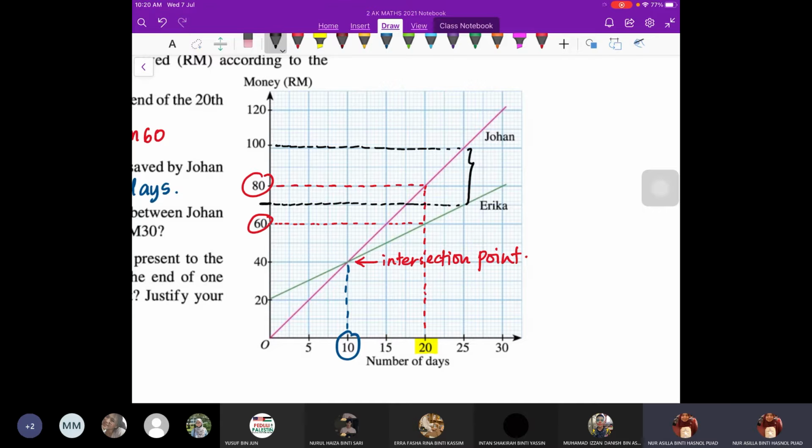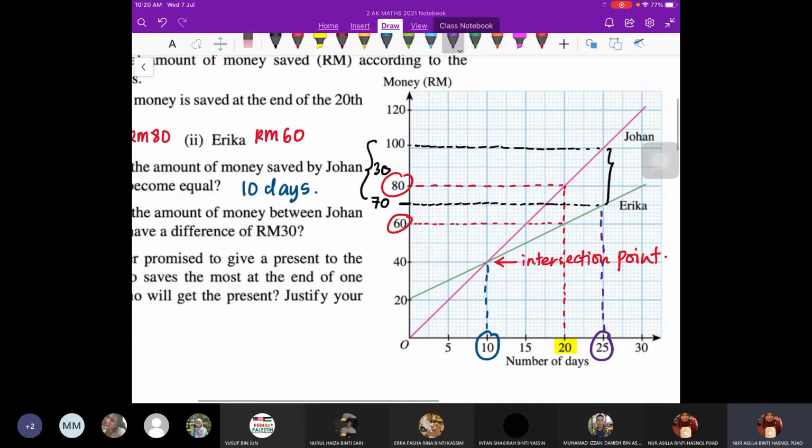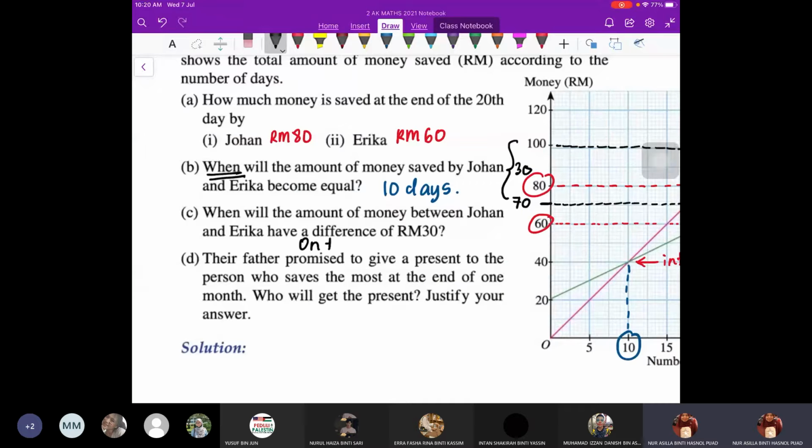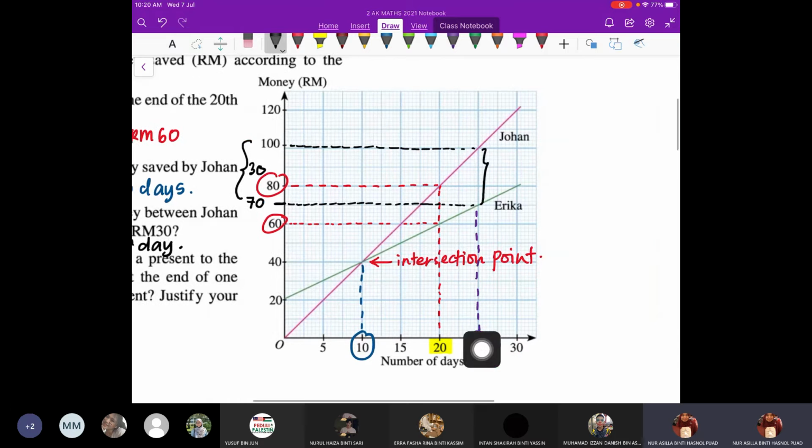Okay, over here is actually 70 dengan 100. So bezanya adalah 30. So when it is during, kita akan pergi tengok kepada x-axis kita. On the 25th day. Okay, jadi jawapannya adalah on the 25th day. Diorang akan ada perbezaan RM30. If you go further, lebih daripada 25 hari, so perbezaannya akan makin besar. Di mana Johan punya duit lagi banyak daripada Erica.